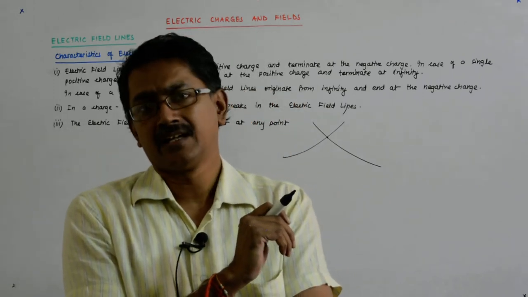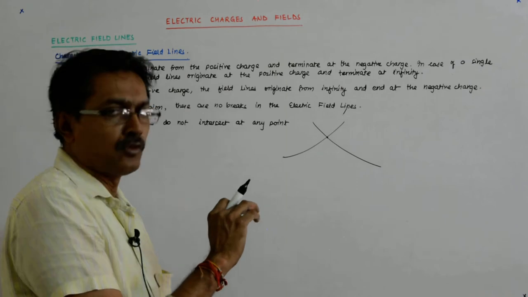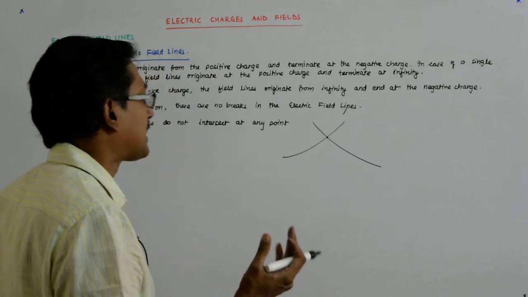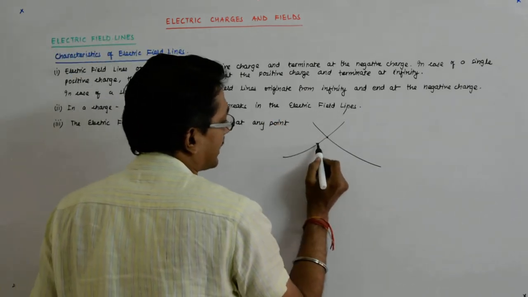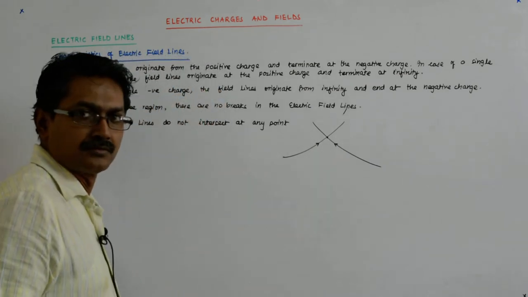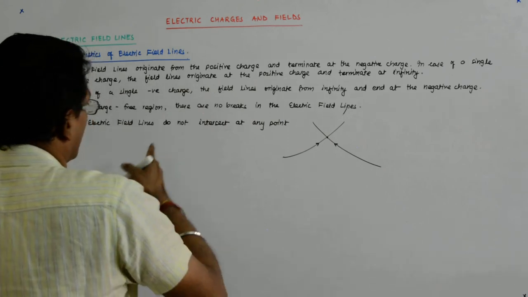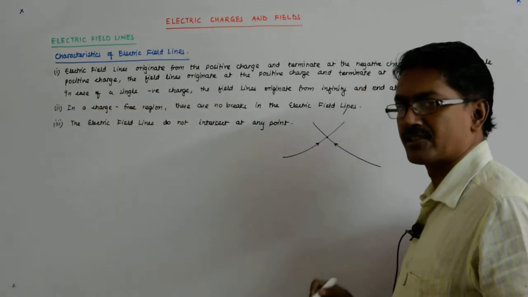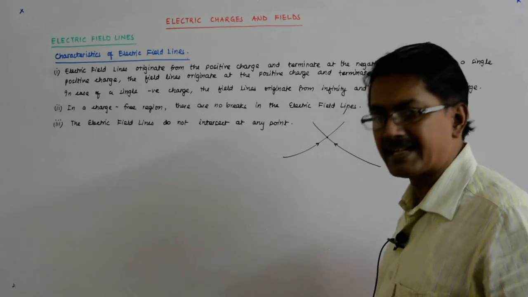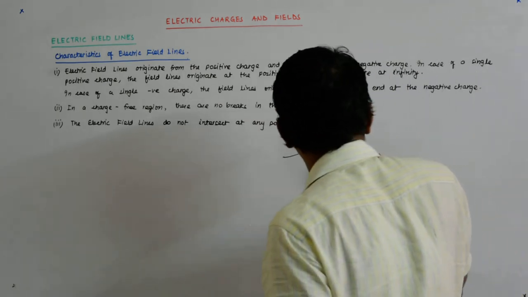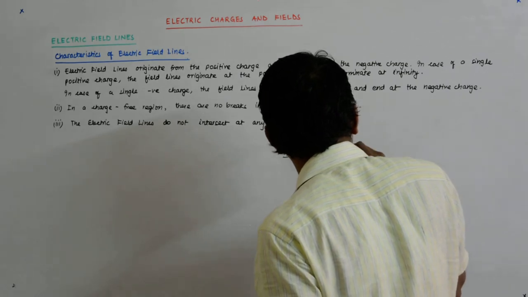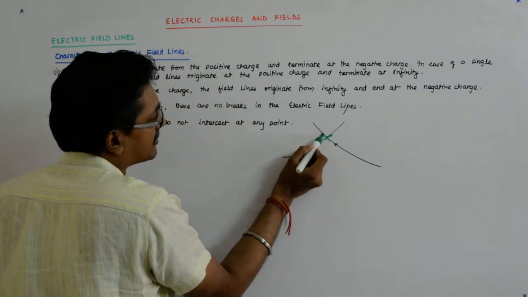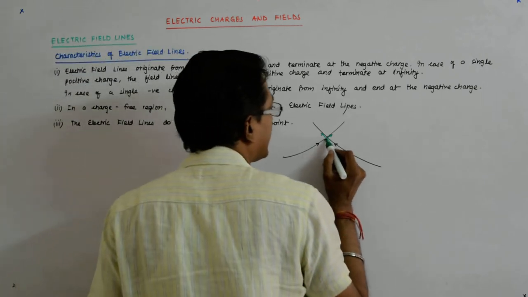What does the method of contradiction say? It says that you assume what you are saying cannot happen. So I am saying they cannot intersect, but I'll assume that they intersect. Let us say the two lines intersect here. We have just said that the direction of the electric field at any point is given by the tangent to the curve. Now, this intersection point has two tangents. One points in this direction, the other tangent points in this direction. So, which direction should we be taking for the electric field?